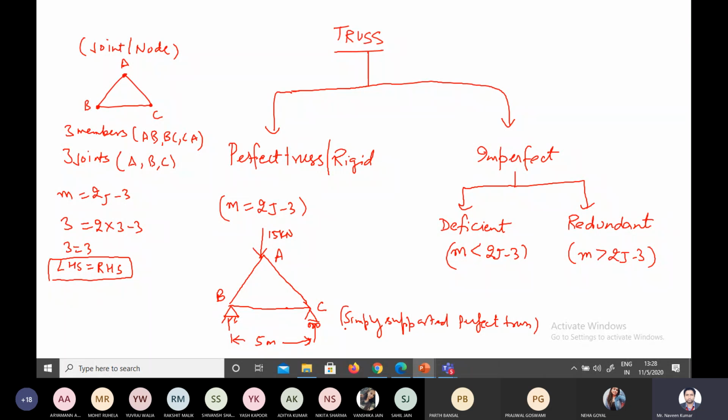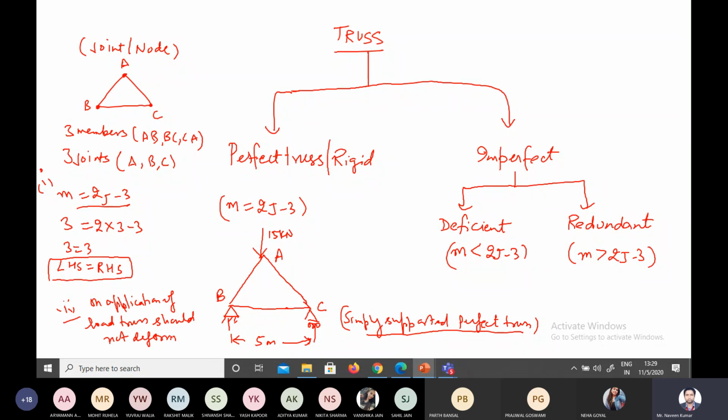Now, I was telling you the conditions. What is the first condition? m should be equal to 2j minus 3. This is the first condition for a truss to be perfect. And the second condition, I am writing it here for you: on the application of load, truss should not deform. Okay, so this is the second condition.